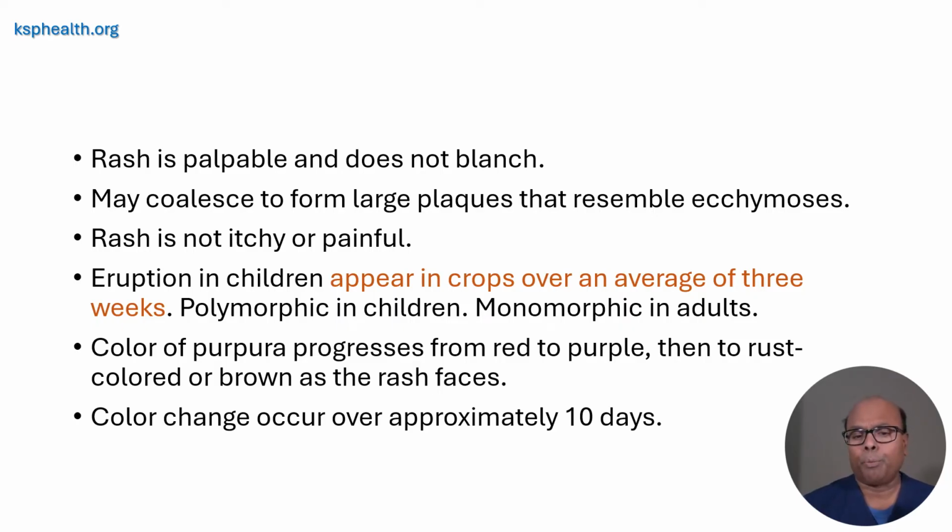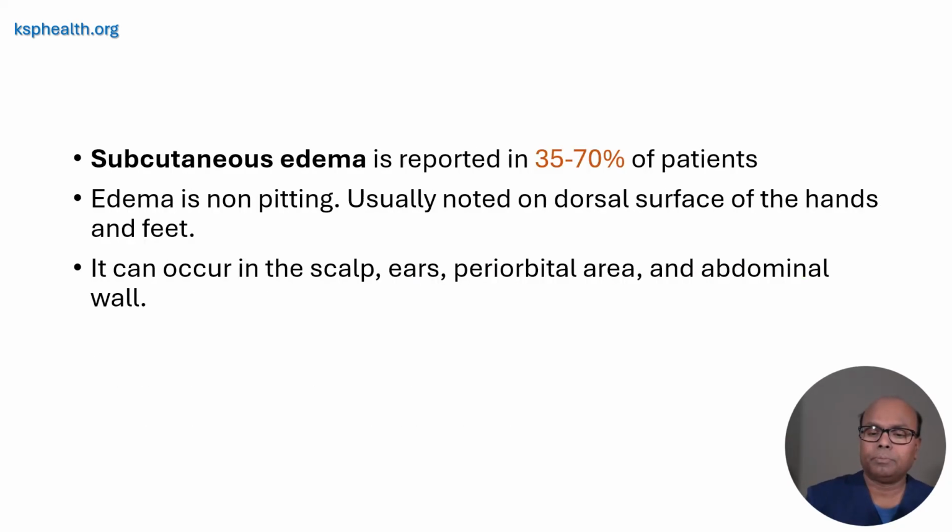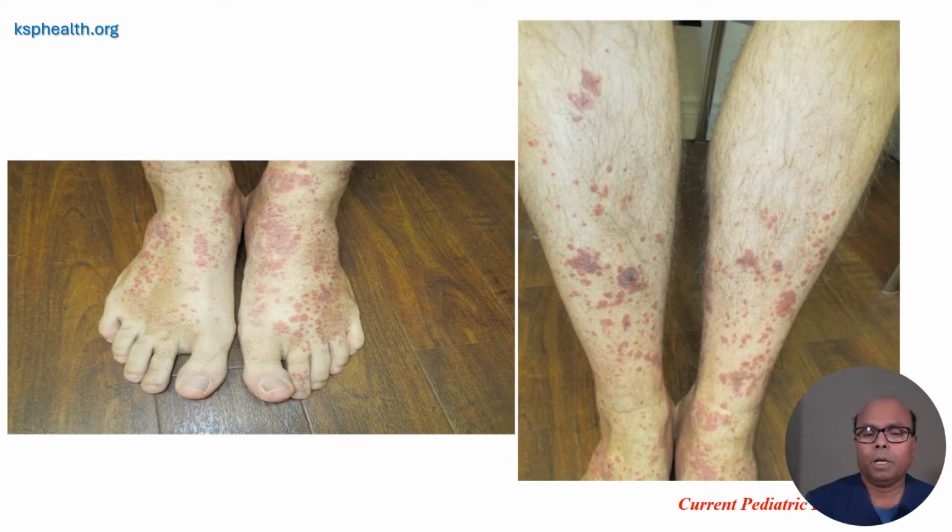The color of purpura progresses from red to purple, then to rust color or brown as the rash fades. The color change occurs over approximately 10 days. Subcutaneous edema is reported in 35 to 70% of the patients. Edema is non-pitting, usually noted on the dorsal surface of the hands and feet. It can occur in the scalp, ears, periorbital area, and abdominal wall. As you can see here, it is a symmetric distribution.